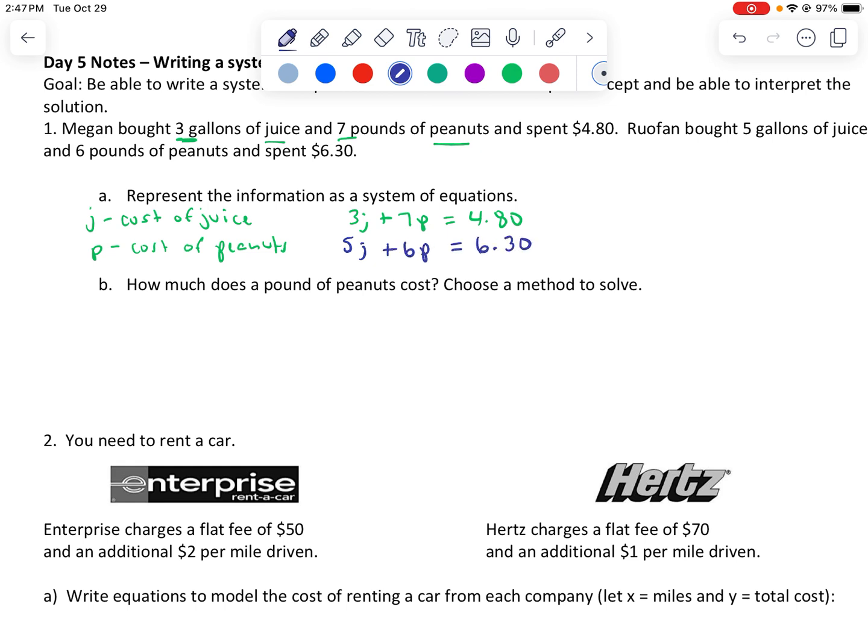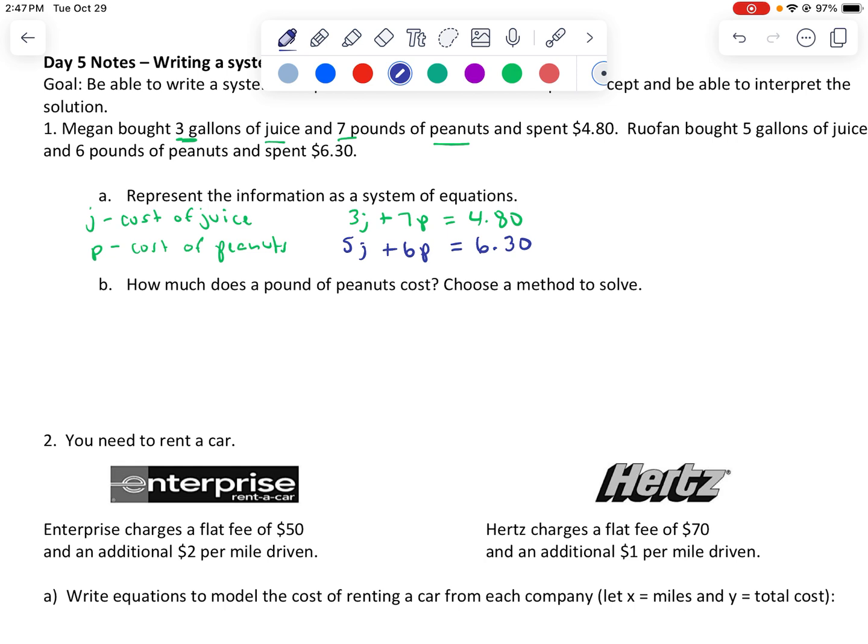So we have our system. We want to know how much a pound of peanuts costs, so we can choose a method to solve. You can graph it, you can do elimination, or you can do substitution. Again, I would pause it here and try to solve it first on your own. Okay, so I'm going to choose elimination. Again, no one method is better than the other.